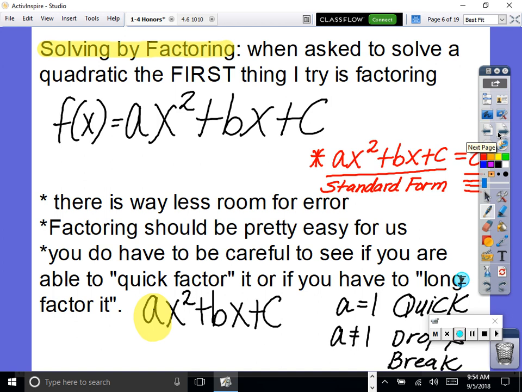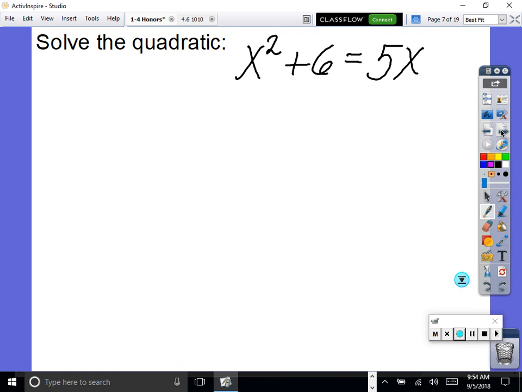Then just remember that we look to see if we can quick factor or if we have to long factor. Then we'll do it. We know how to do that. We've taken a few days and done that. So that's the first thing you should try. Because on the test, I'm not going to say solve by factoring like I do today. I'm going to say solve the quadratic, and the first thing you check is, does it factor? You know how to factor, so just watch.